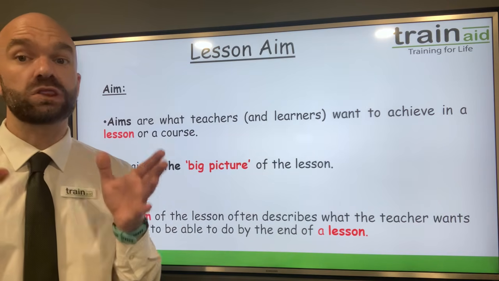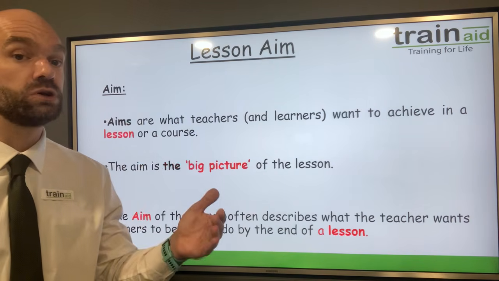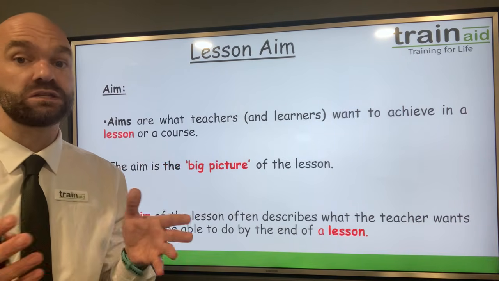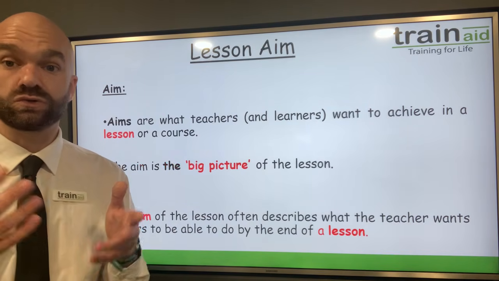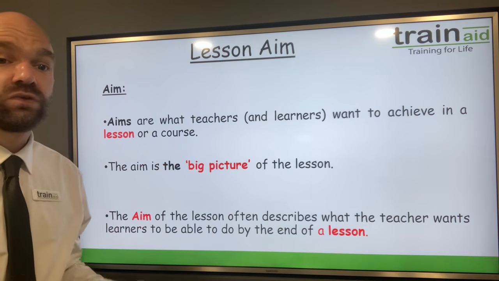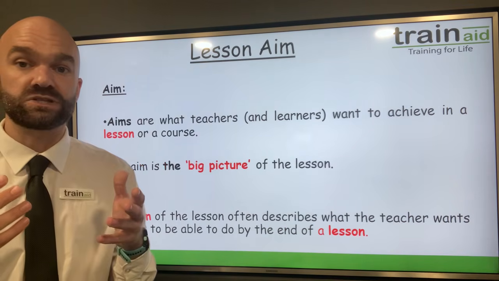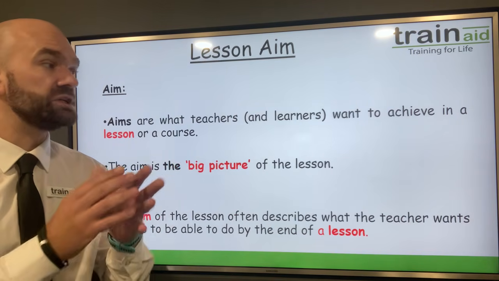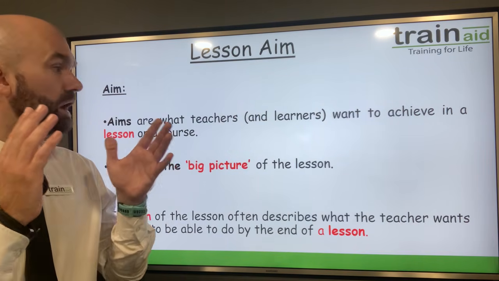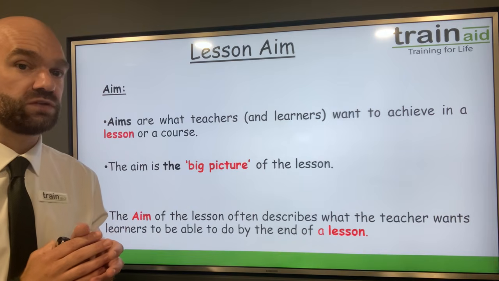So the lesson aim is the big picture. The aim is what teachers and also learners want to achieve in a lesson or a course. It's what you as a teacher or trainer would like learners to achieve by the end of the lesson. So hopefully the lesson will come full circle and you achieve your aim. So it's setting out very much a challenge for all learners to achieve this particular goal by the end of the 15 minutes.